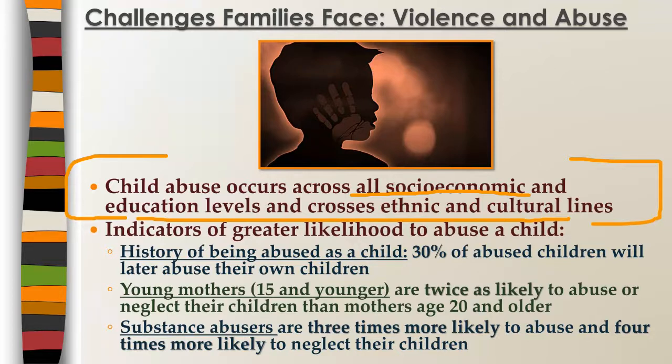However, there are some indicators that point to an increased likelihood of abuse. So, number 1, if a caretaker was abused themselves as a child, they'll be about 30% more likely to later abuse their own children. Young mothers, 15 and younger, are twice as likely to abuse or neglect their children than older mothers. Substance abusers are 3 times more likely to abuse and 4 times more likely to neglect their children.